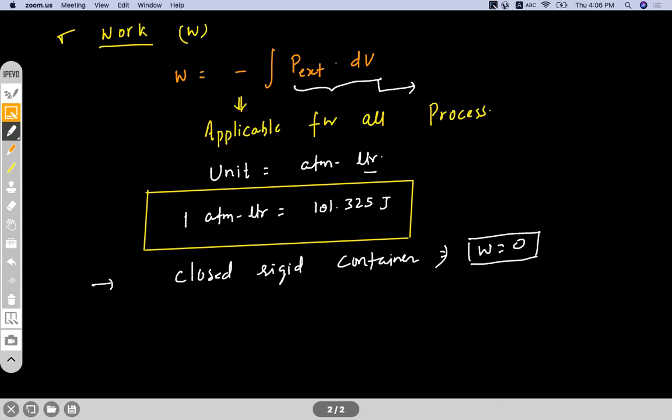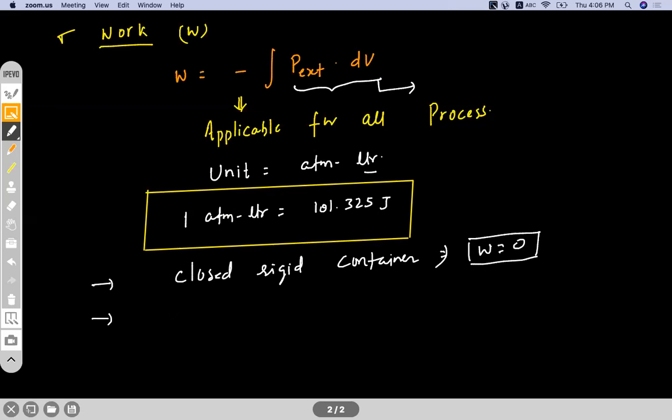Have you seen the cyclic process? What is the work done in a cyclic process? How to find out in a cyclic process? I think this we haven't done. Let me just check. Yeah, so we have done till here. Closed rigid container is this. We'll do it, Anurag, just a second. Okay.